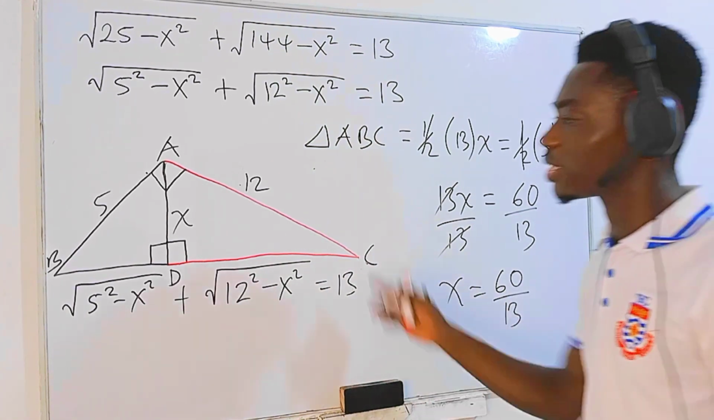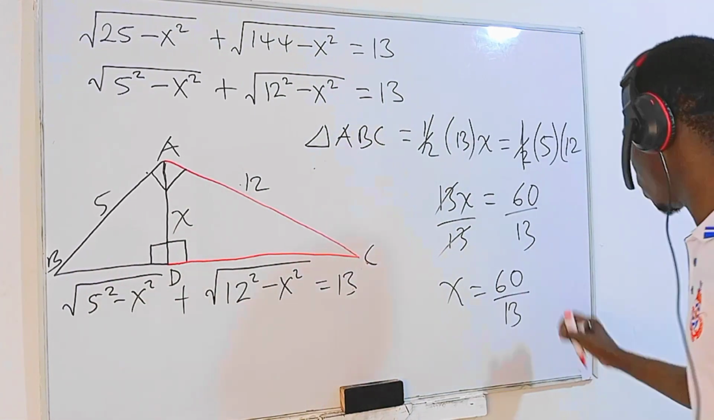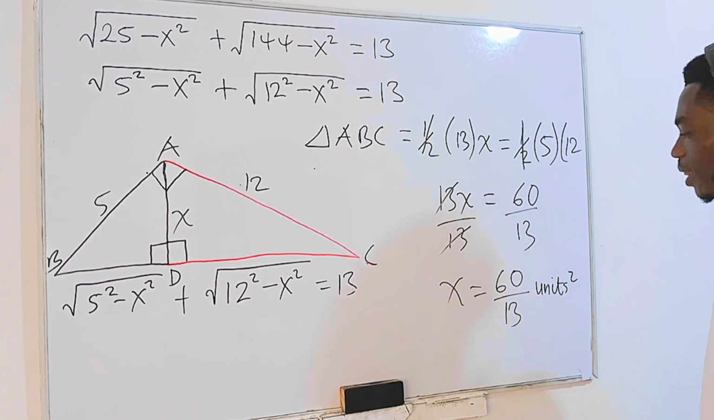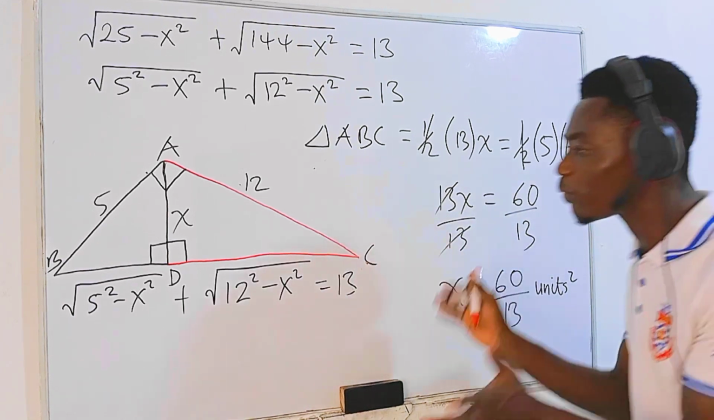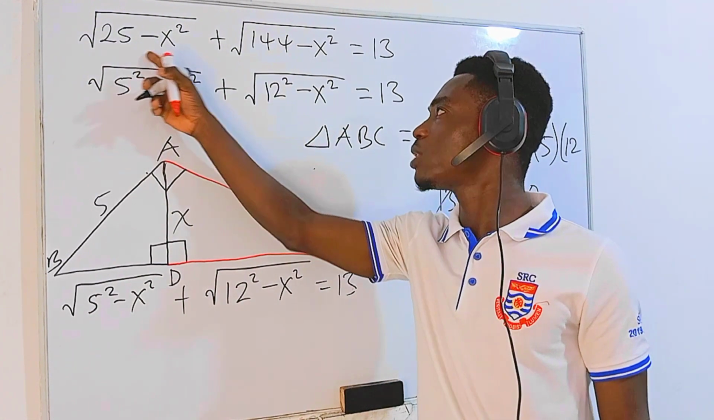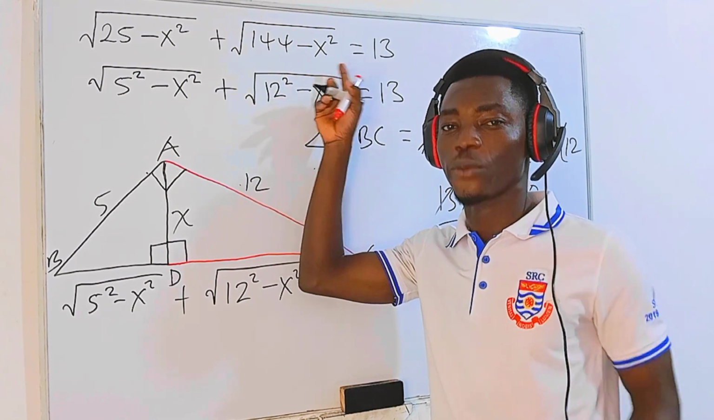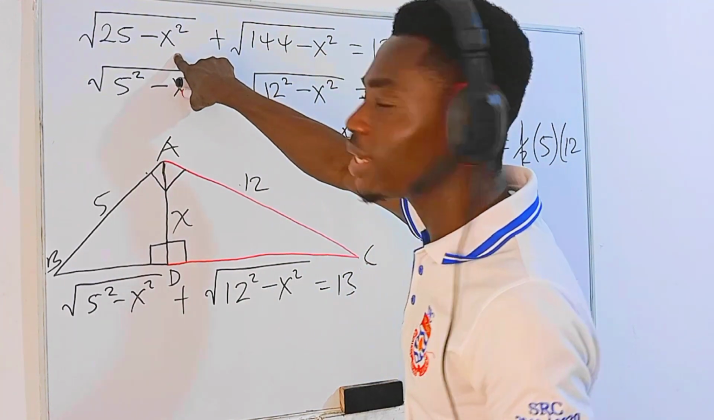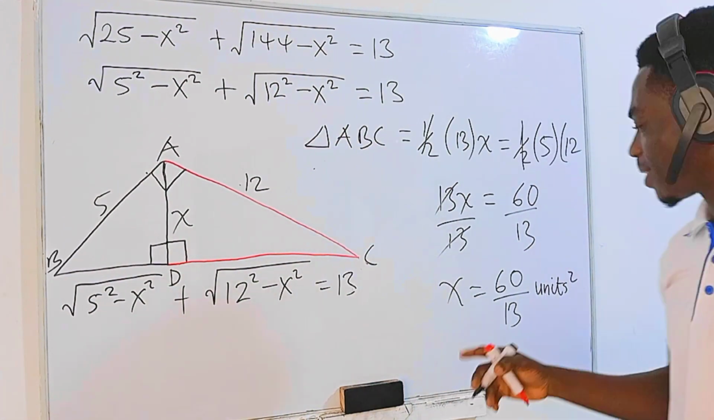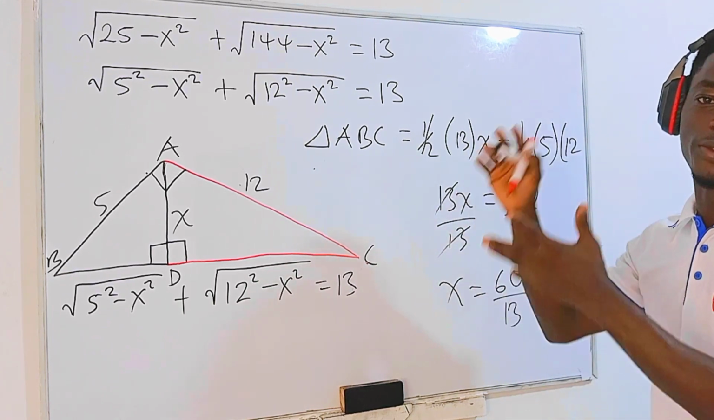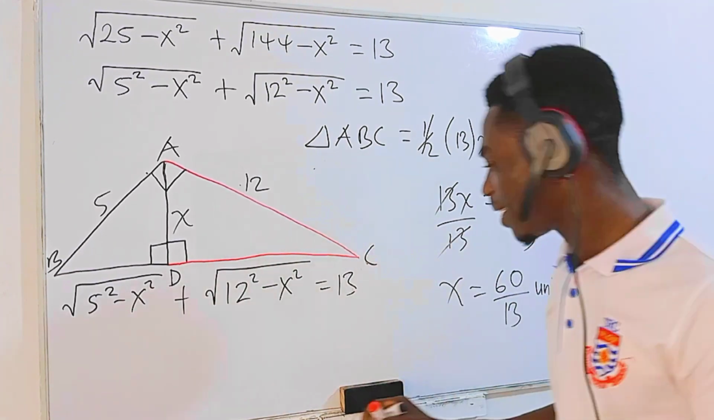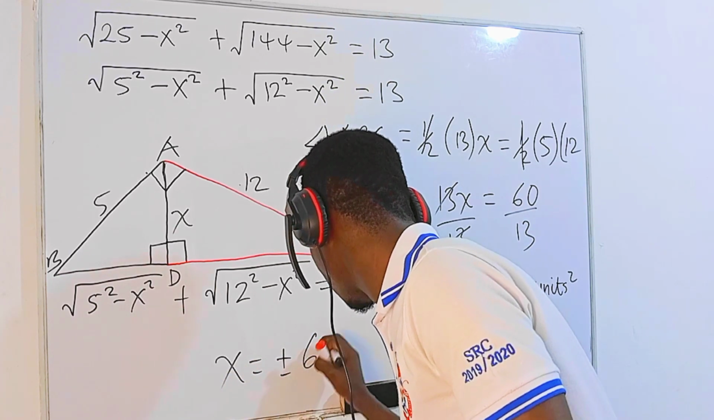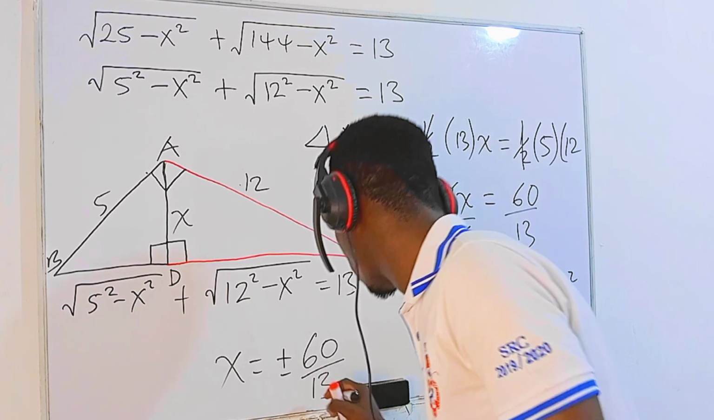But don't forget that we are considering area. So maybe we have to put a unit here, units squared, like this. But don't forget that at the end of everything, we are looking for all values that will satisfy this equation, all real values, right? Now, we have x squared, meaning that being plus or minus this value here, they will all satisfy the equation. So finally, we will say that x is equal to plus or minus 60 divided by 13.